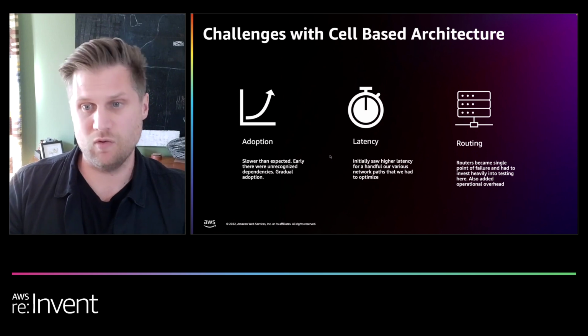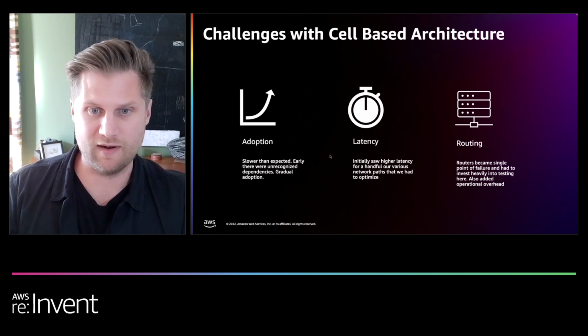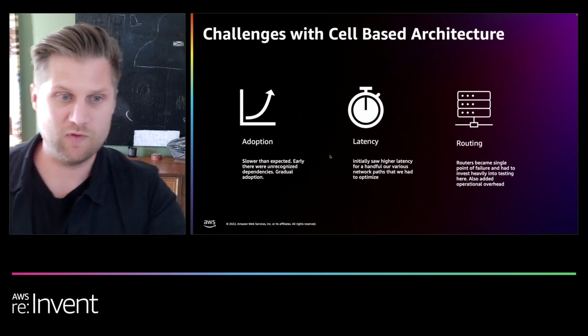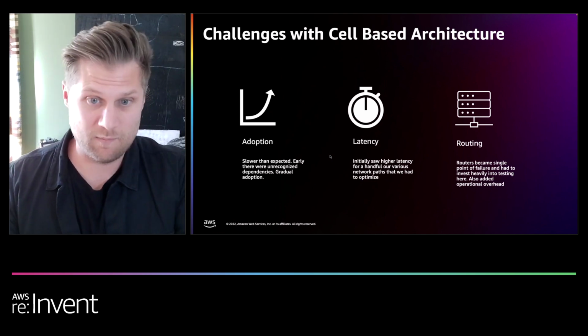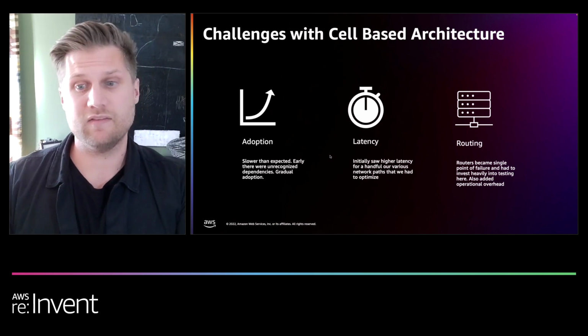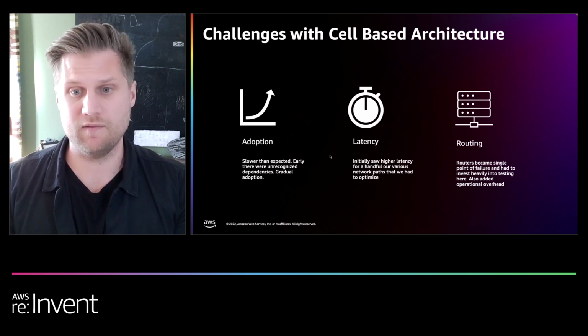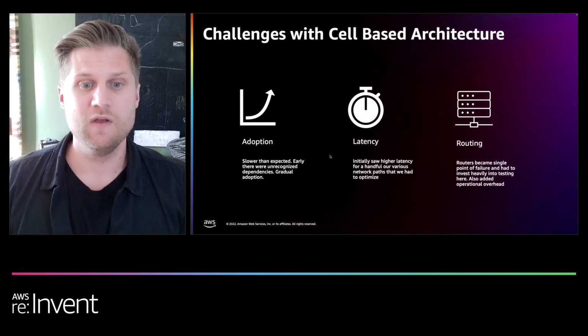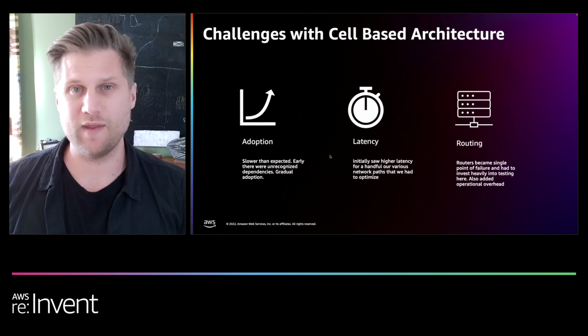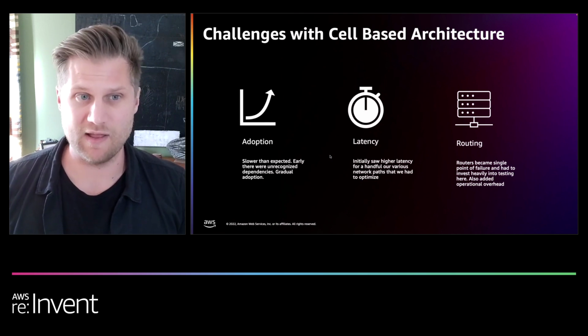So we invested in tooling and observability to identify bottlenecks in our network paths. We moved all of these network paths to peers, which greatly improved our latency. Lastly, the router has somewhat become the single point of failure and is fragile to the overall system. So config changes need to be rolled out slowly and properly validated.